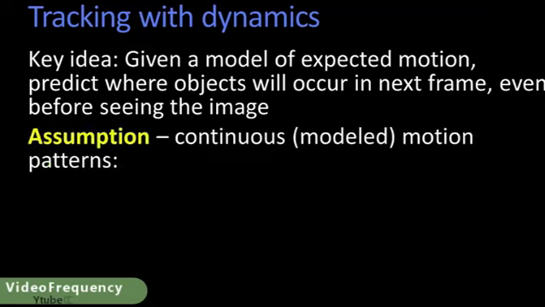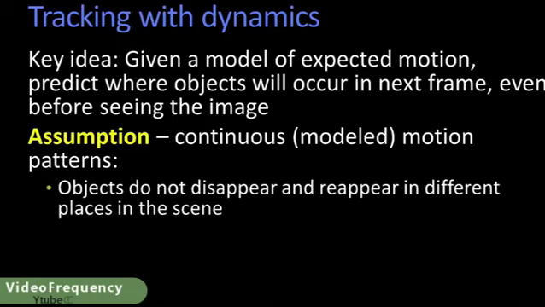Okay? And the assumptions basically come down to the notion that this is some form of continuous motion. We're going to assume that objects don't disappear and reappear instantly somewhere else. For those of you in child psychology, that's a whole Piaget thing.